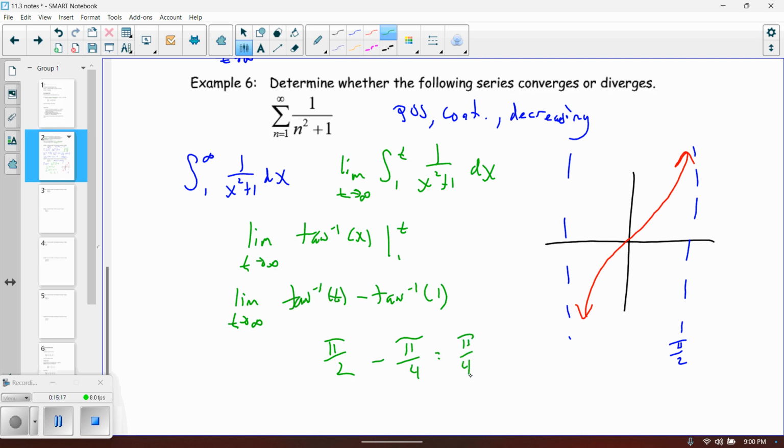That is a finite value. Because that's a finite value, the integral itself converges, which means the series will also converge. All right, I hope this is making sense to this point.